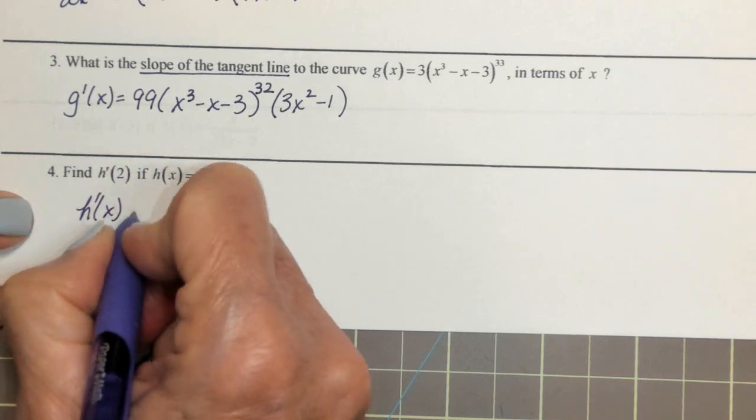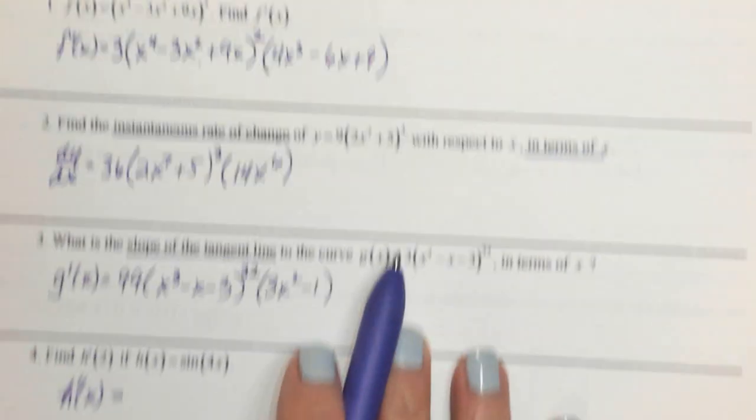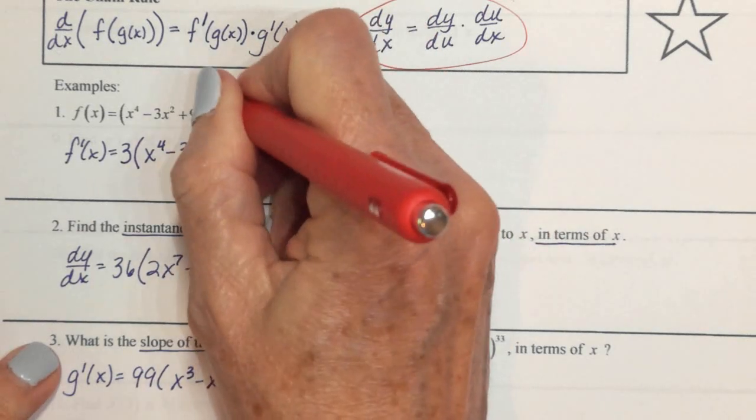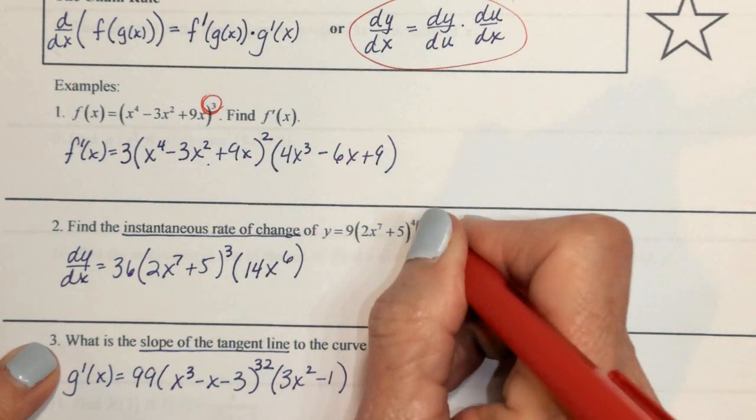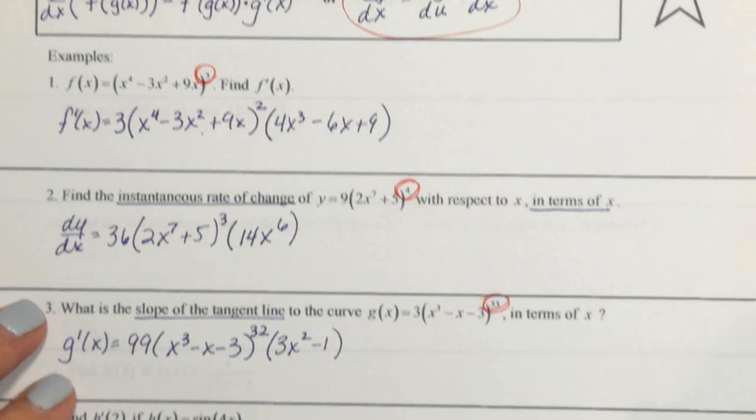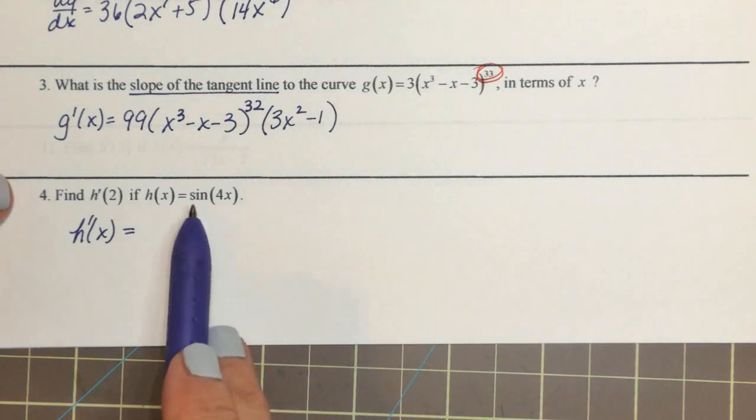Okay, first we're going to find h prime. So this time I start on the outside, but there's no power, right? On these first 3 problems, there was always a power. If there's ever a power, I always do that first. Take care of your power first. Okay? But in this one, there's no power. So what is outside? What's outside is the sine.